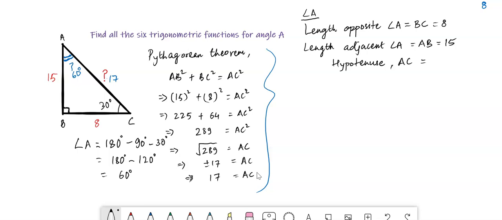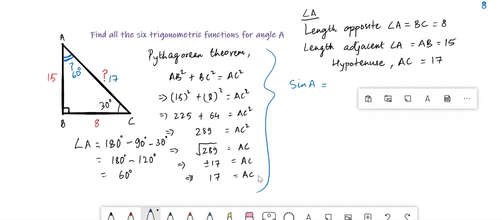Hypotenuse is AC, which is 17 units. We just figured it out. Now we can write all the 6 trigonometric functions related to angle A. So sine of angle A is going to be opposite over hypotenuse.